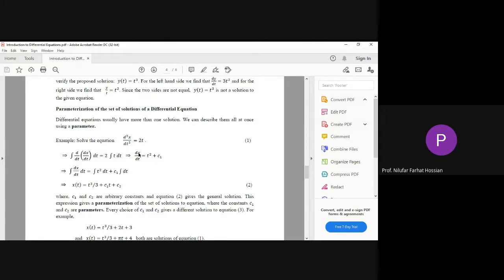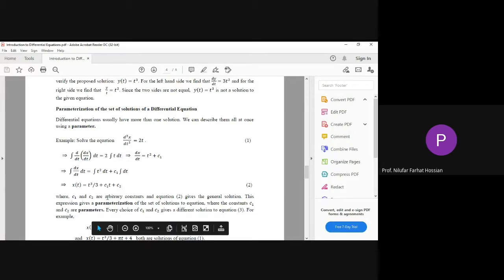To get the value of x, you have to integrate it again. So the integral of dx by dt equals the integral of t square dt plus C1 into the integral of dt. Again the differentiation and integration cancel each other, and you are left with the dependent variable x as a function of t. On the right side, after integration, it will be t cubed by 3 plus C1 into t plus another arbitrary constant C2. So this is your solution.